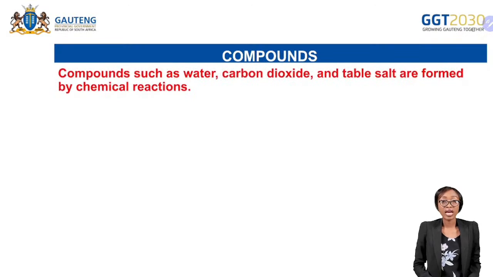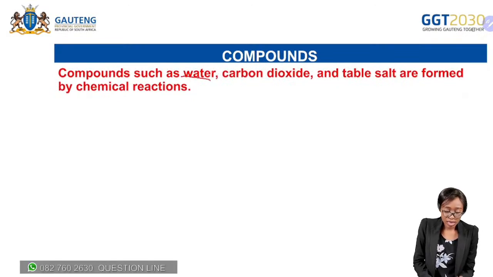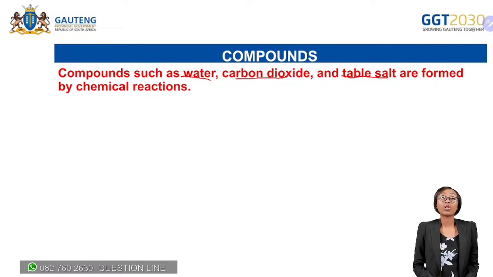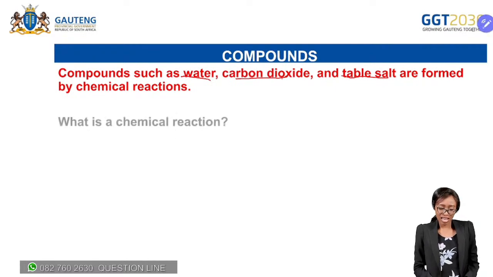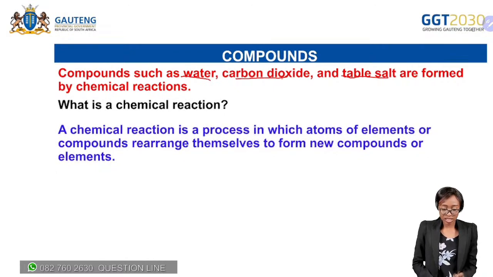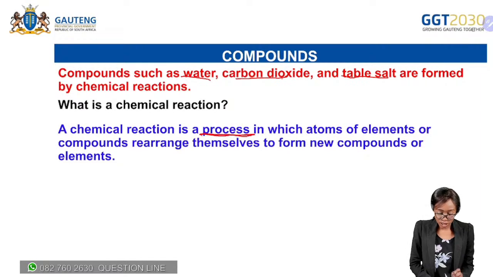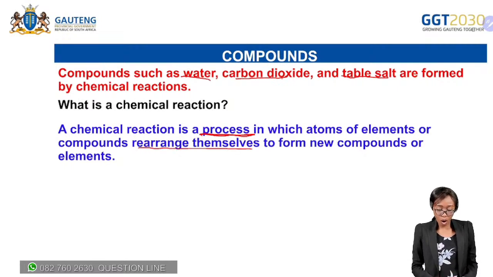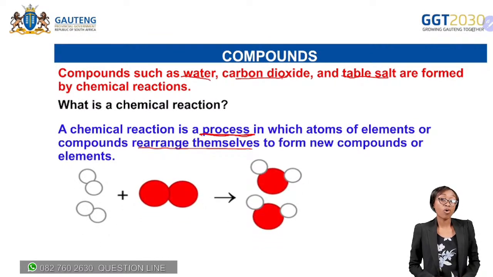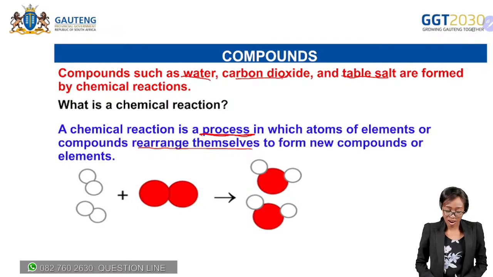Let us move on. Compounds such as water, carbon dioxide, and table salt are formed by what we call chemical reactions. Remember we said, what is a chemical reaction? A chemical reaction is a process in which atoms of elements or compounds rearrange themselves to form new compounds or elements.